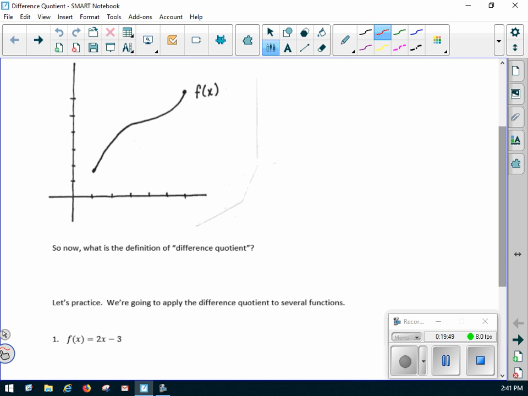I drew a function, and I'm going to call that function f of x. Now, what I'm going to do is pick a point right there, and I'm going to call it x. If I go up from there, then I have a point on the curve. And the coordinates of that point? x, f of x. Because isn't f of x just another name for y?